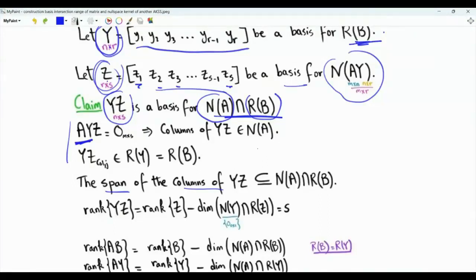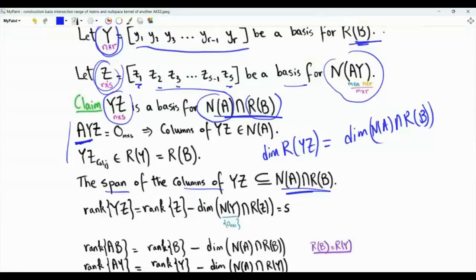We are done if we prove that the rank of YZ, or the dimension of the range of YZ, is equal to the dimension of the intersection between the null space of A and the range of B. Since the range of YZ is a subset of this intersection, the dimension is less than or equal to the dimension of the intersection. If we show that we have equality, then indeed these two subspaces are the same. What is the dimension of the range of YZ? What is the rank of YZ?